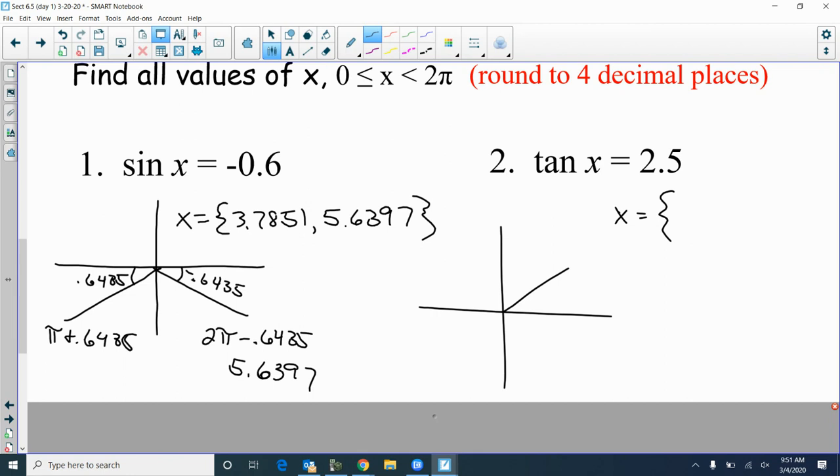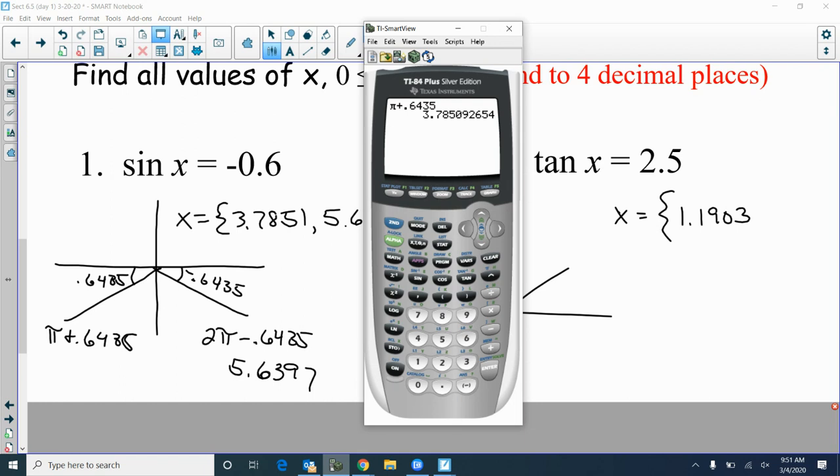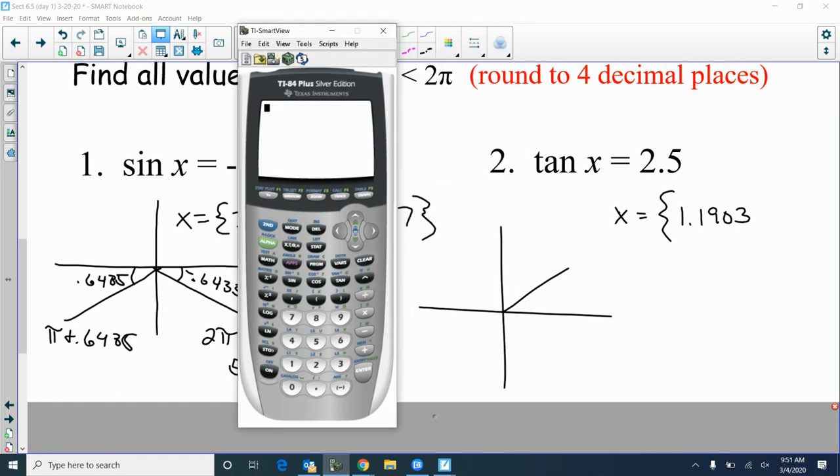All right, in 4 decimal places, Alex Phillips, what's the first answer? 1.1903. Okay, so we get that by doing inverse tangent of 2.5. And that is our angle in radians.